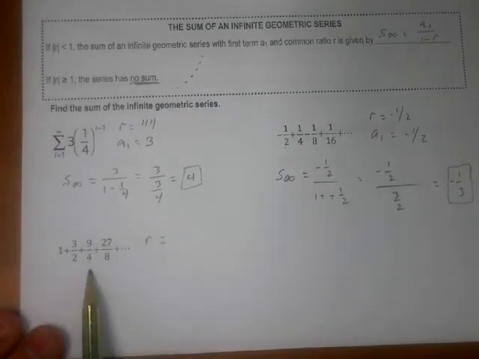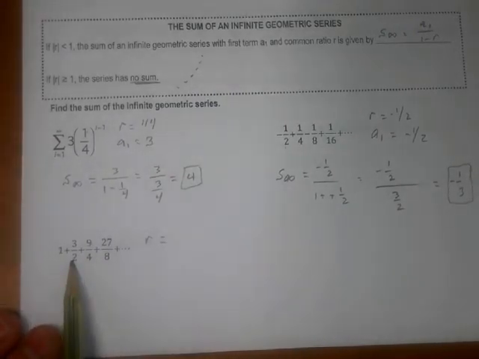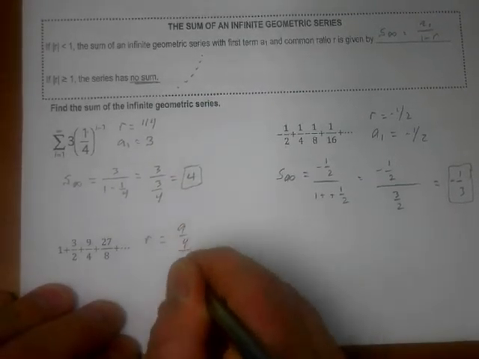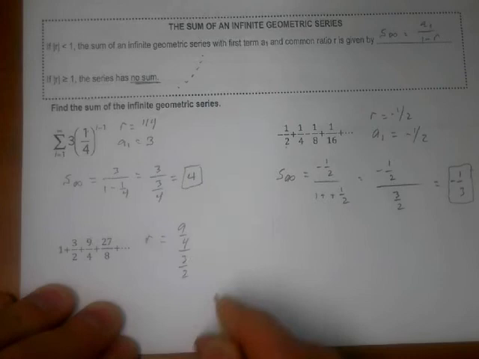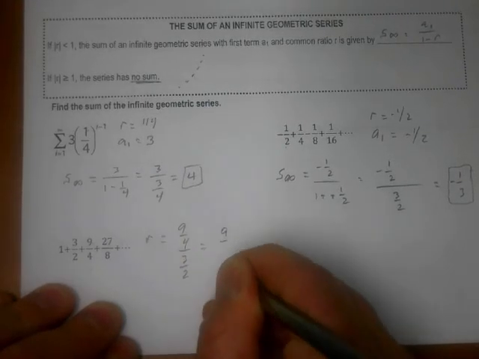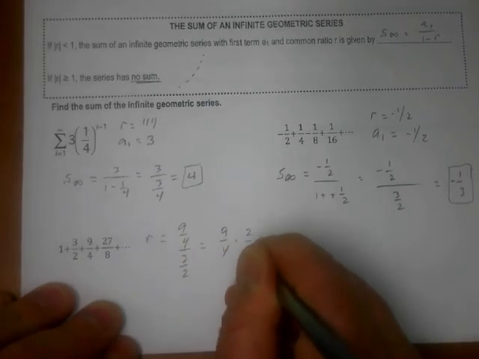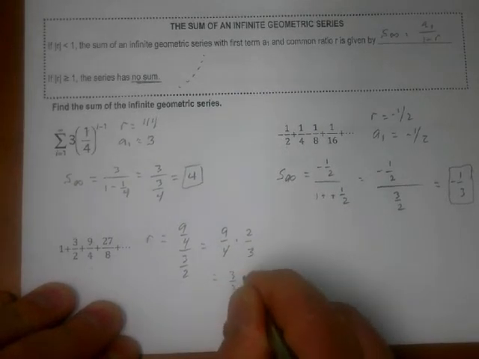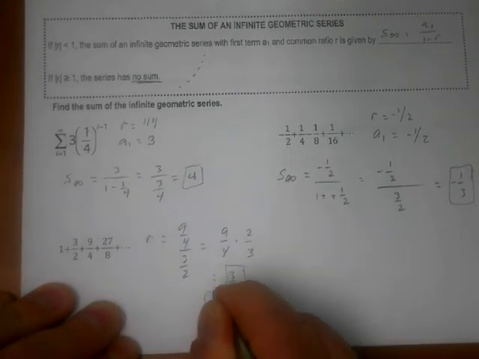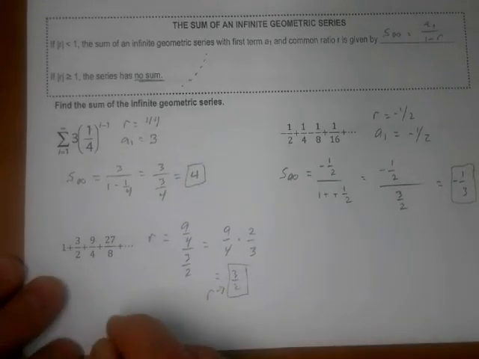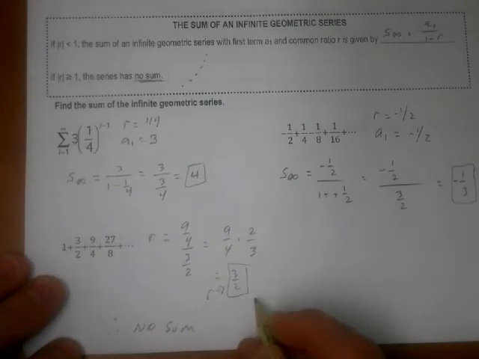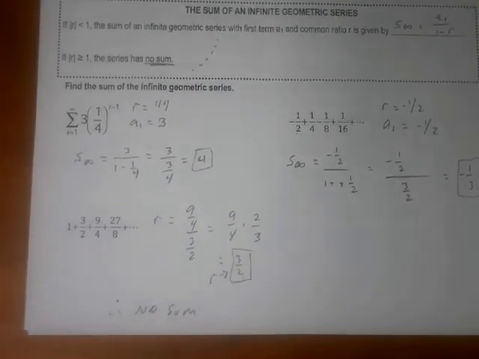What I need to do is figure out what r is. 9/4 divided by 3/2. I just picked that one. That equals 9/4 times 2/3, which equals 3 over 2, right? That's r. r equals 3 over 2. Therefore, no sum, because this is not less than 1.